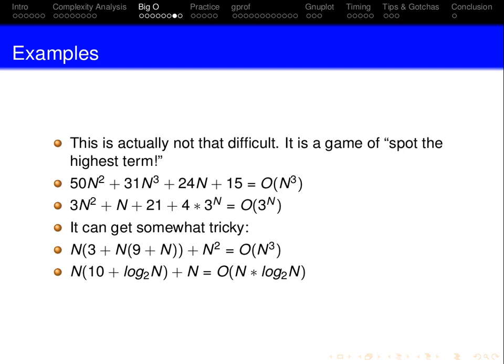It's actually not that difficult. It's a game of spot the highest term. That's all you're doing. So on the left, you have 50 n squared plus 31 n cubed plus 24n plus 15, which is just O of n cubed. Hey, look, we just found the highest term and then wrote it on the right. Is that easier? Okay. Same thing with the next one, O of 3 to the n. Keep in mind, this can get tricky. Why is the last one O of n cubed, even though there's no n cubed written there? Yeah, you do have to multiply it out and simplify it to terms.